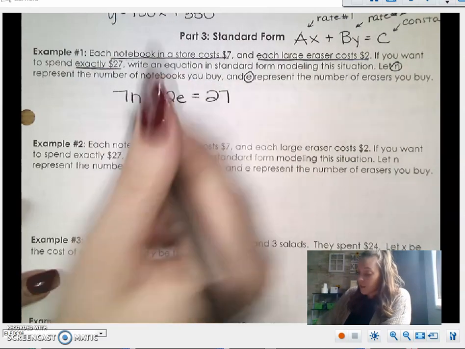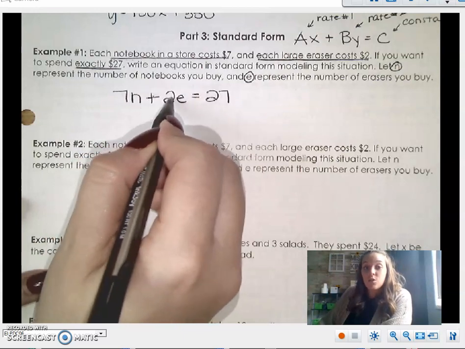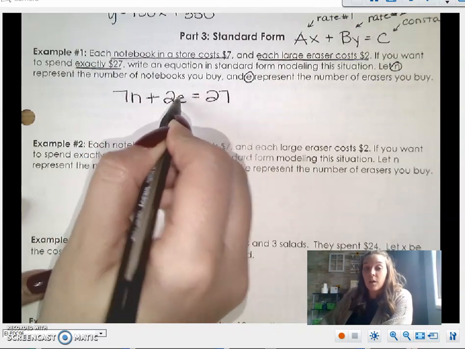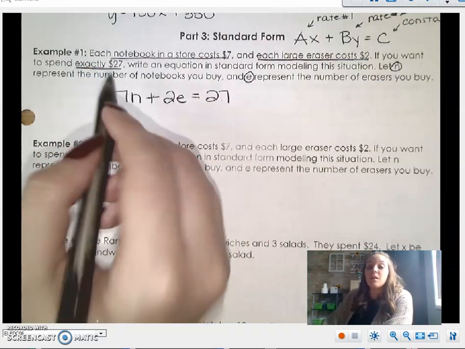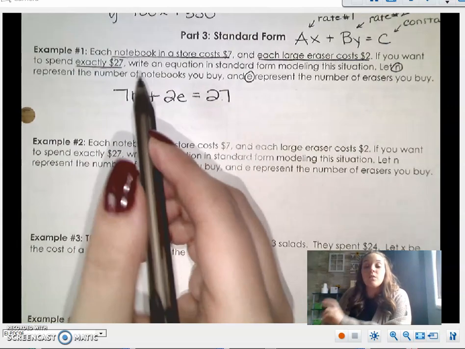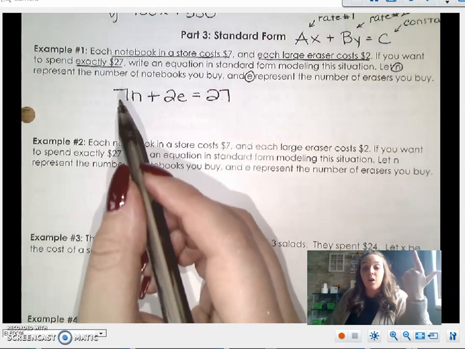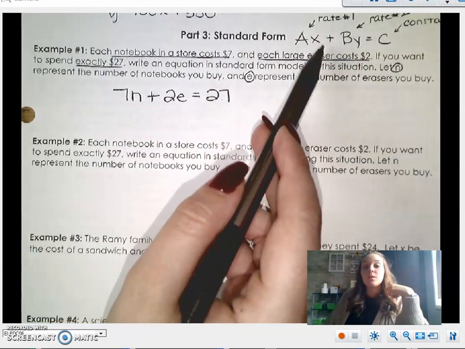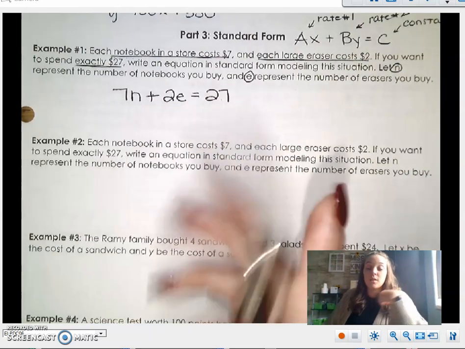So in this case, it's $7 per notebook plus $2 per eraser is equal to $27 because we want to spend exactly $27. And this would be my equation. So when you're given two different rates, in this case the cost of the notebook and the cost of the eraser, we use standard form, which has both variables on one side of your equation.